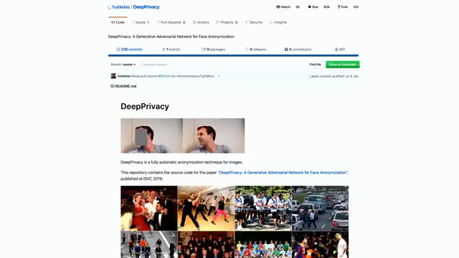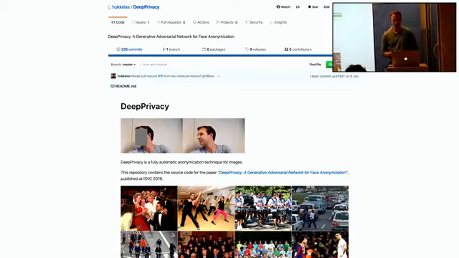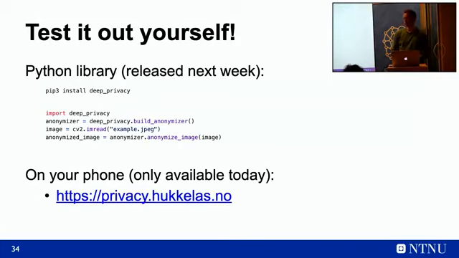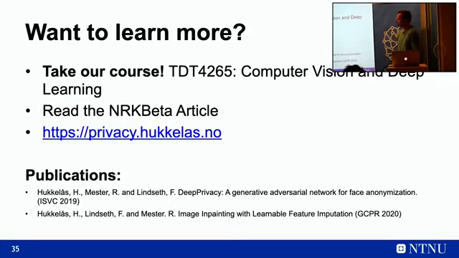All of my code is open sourced. You can search up deep privacy on Google, and you should be able to test it out. Next week, I'm releasing a Python library, so you should be able to anonymize an image with 4 lines of Python: building the anonymizer, reading the image, and then anonymizing the image. Also, I set up a web server today, so you can test out the system yourself and see how it works. That's privacy.hukkelås.no. And that's pretty much what I had today. I'm going to show you a short demo before ending this.